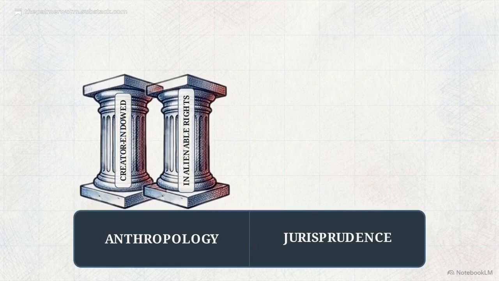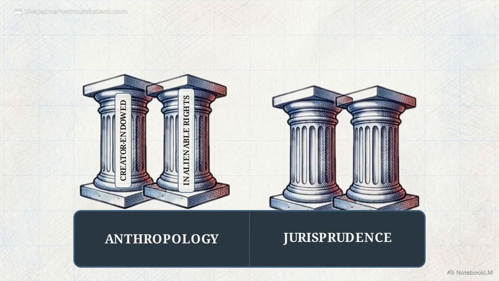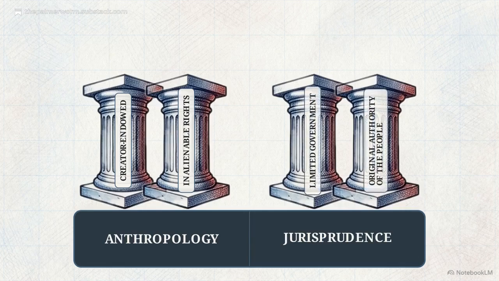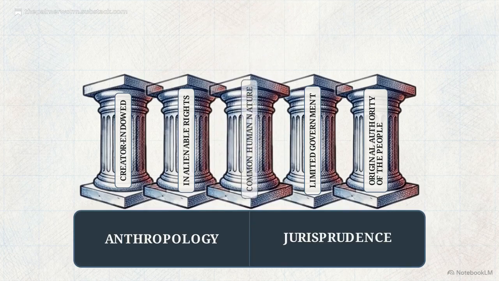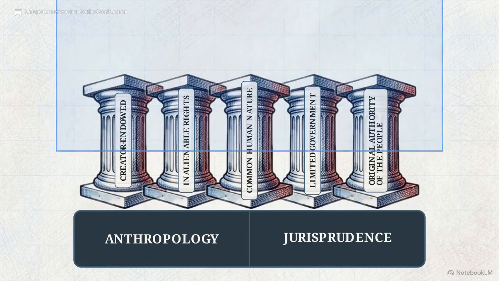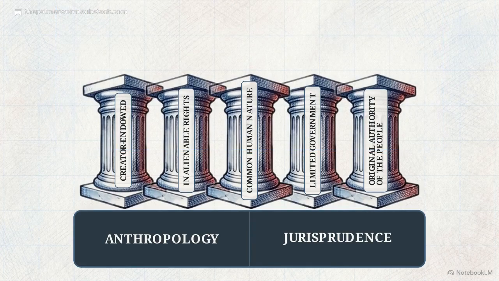Literacy begins with explaining why the system requires a creator, regardless of private belief, and why rights are defined as inalienable rather than granted by a government. Next are the mechanics of authority, why the government is strictly limited rather than sovereign, and why the people possess an original authority that the state does not. The final pillar establishes that equality before the law depends on a common, created human nature, rather than membership in a tribe or class. These 5 pillars support the roof of Republican self-government.